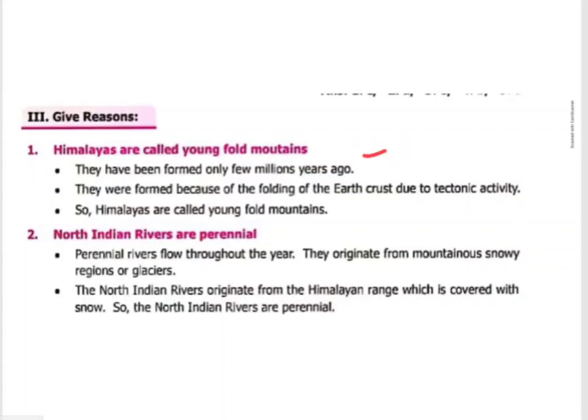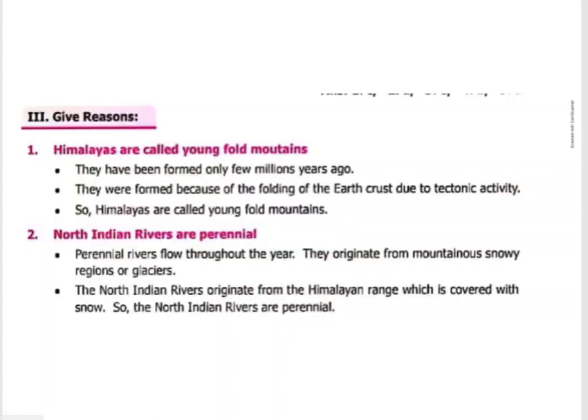Then the second reason: the Himalayan mountains were formed because of the folding of the earth's crust due to tectonic activity. Due to the tectonic plates moving, when they move, they dash against each other. In such a way, the mountains were created, which is how the Himalayas were created. So that's what they are saying. The Himalayas are called young fold mountains.